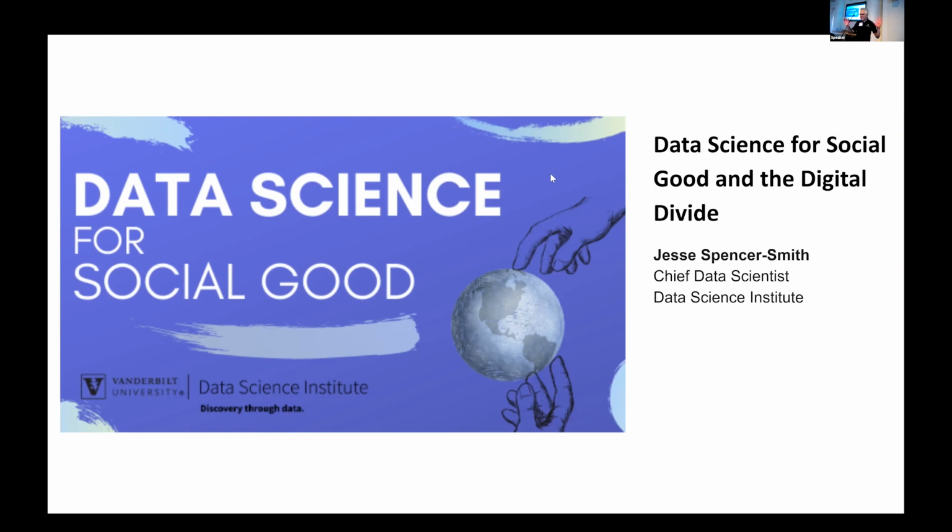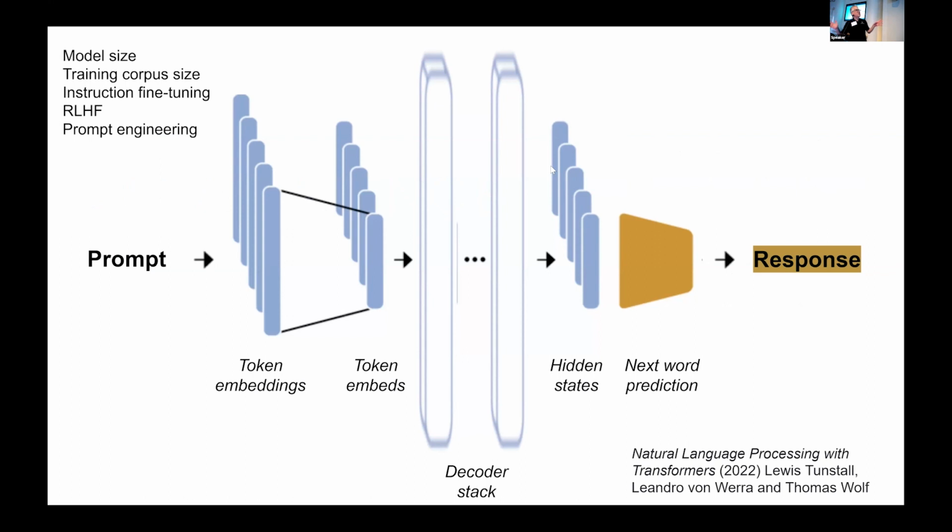So this is a graphical representation of a decoder transformer. This is the technology that underpins ChatGPT, GPT-4, Bard, Anthropic's Claude. All of these are decoder transformers. And let's just take a moment to go through and see what's happening here.